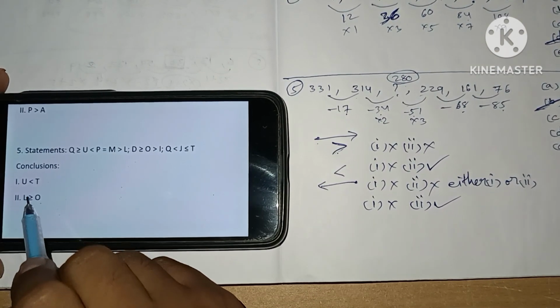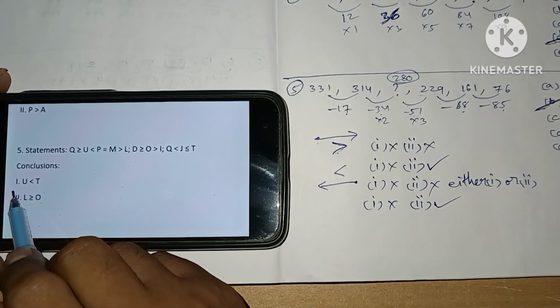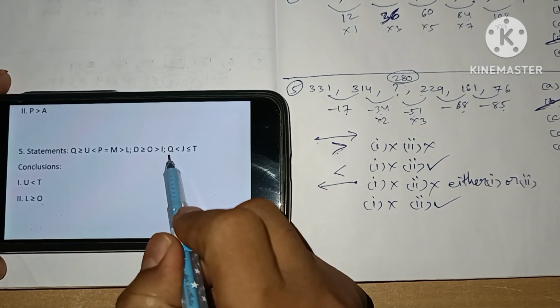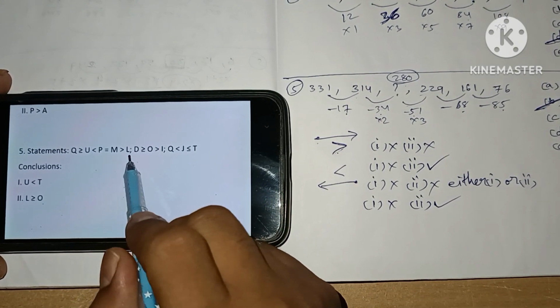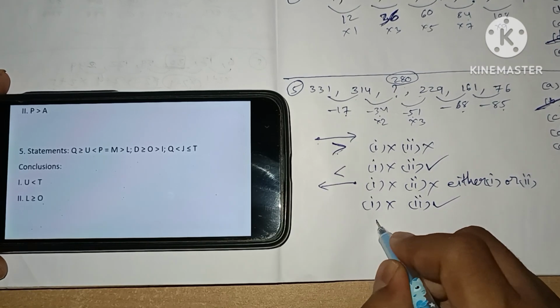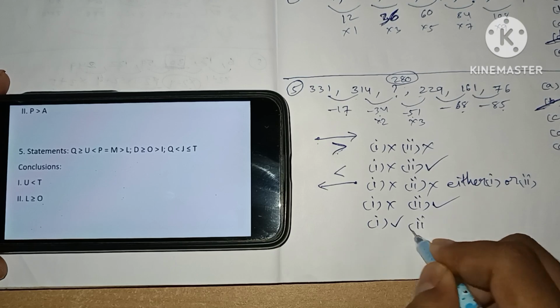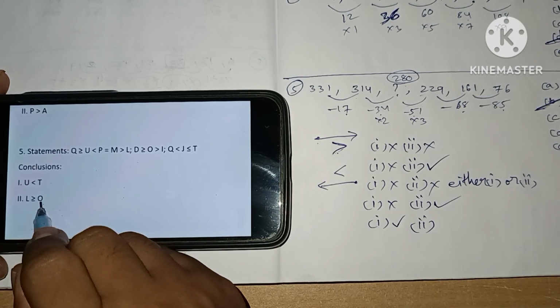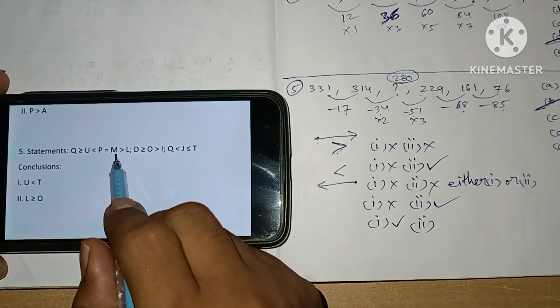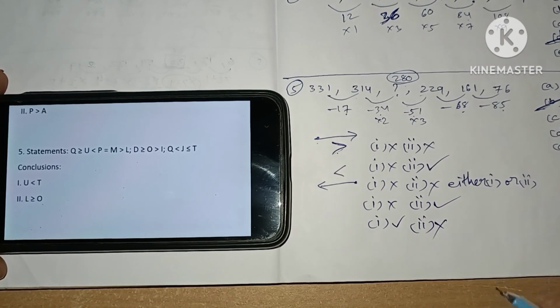Let's see fifth question. The flow from T to U. From T we can reach to J and Q. From Q we can reach to U. So first conclusion will be true. Second conclusion, the flow from L to O with everywhere equal to. From L there is no flow. So second conclusion will be false.